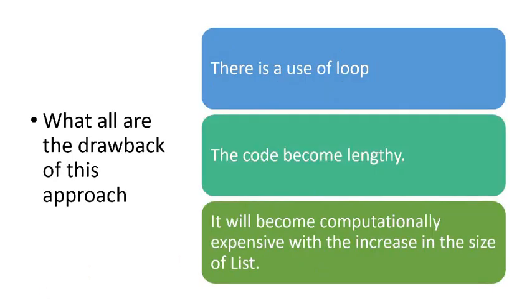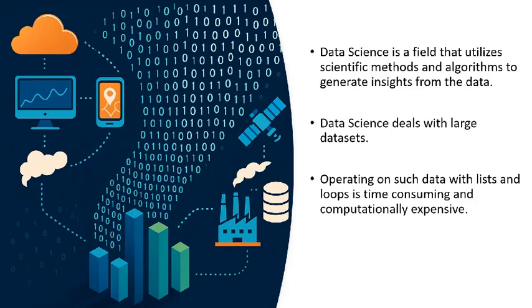So can you see any drawback of storing data in the list? There are some drawbacks. For example, we need to make use of a loop to access each and every element from the list. Then the code becomes lengthy and it becomes computationally expensive with the increase in the size of the list. See, in the previous lecture we have seen that data science is a field that utilizes scientific methods and algorithms to generate insights from the data. So we need to deal with lots of data daily. So data science deals with a large amount of data. Operating on such data with lists and loops will become time consuming and computationally expensive.